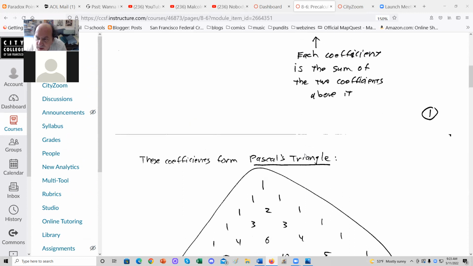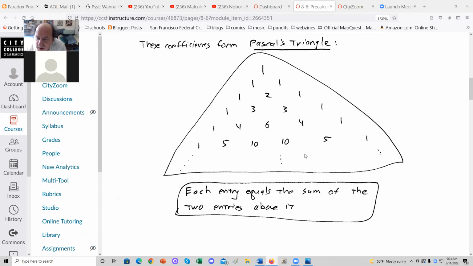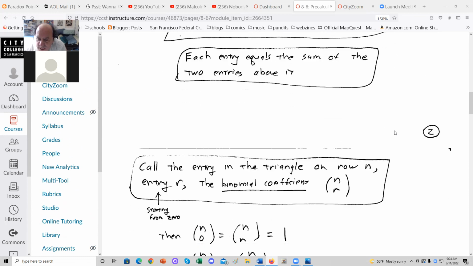Now, these coefficients form Pascal's triangle. For each entry, you add the sum of the two entries above it. 1 plus 3 is 4, 3 plus 3 is 6, 3 plus 1 is 4, 1 plus 4 is 5, 4 plus 6 is 10, 6 plus 4 is 10, 4 plus 1 is 5, and so on indefinitely, down forever. All right.